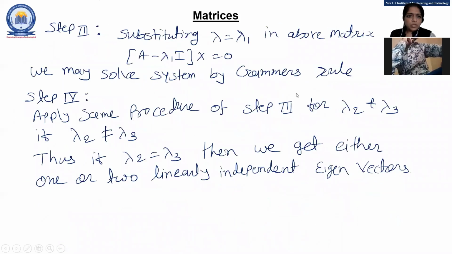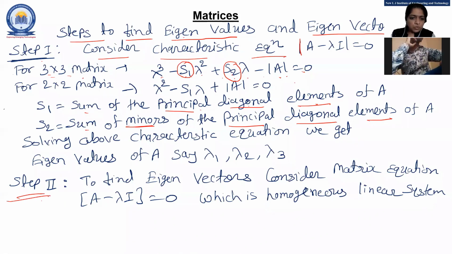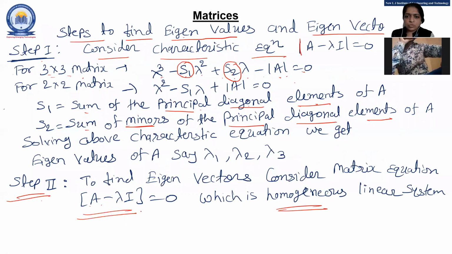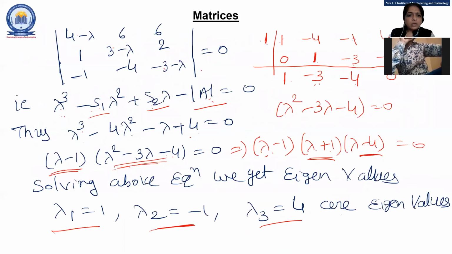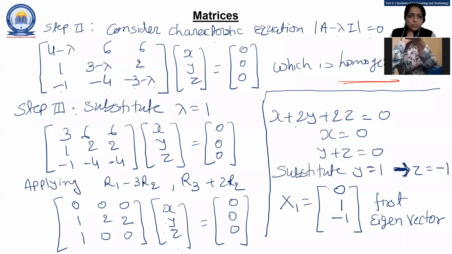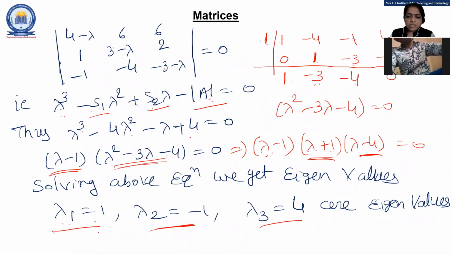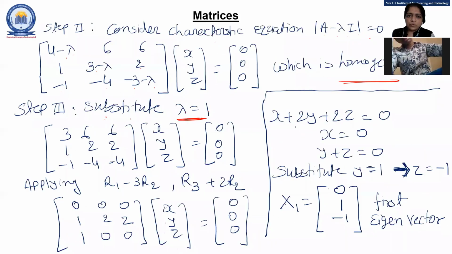This is step 2. For every example, in step 2, you have to write the homogeneous equation A minus lambda I equal to 0. So I am writing here for step 2, A minus lambda I equal to 0. Now, for step 3, we have to substitute every eigenvalue one by one in this matrix. Substituting our first eigenvalue, lambda 1 equal to 1, I get this matrix.